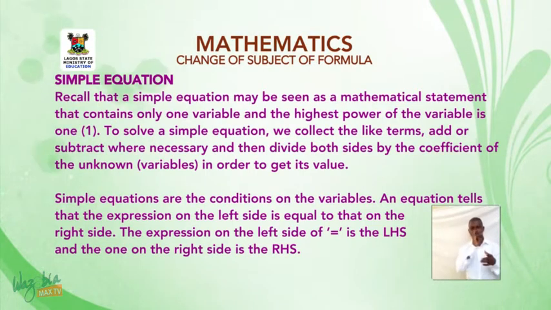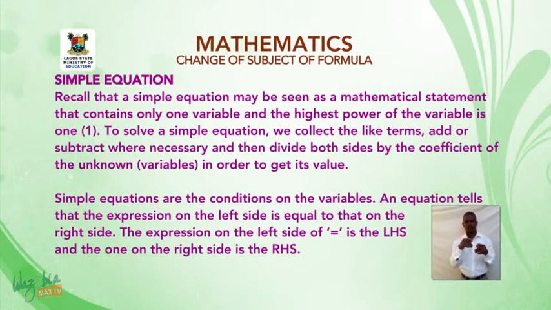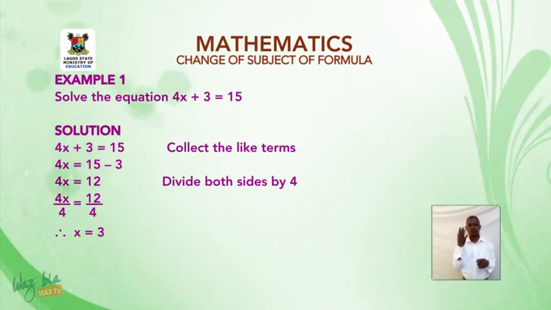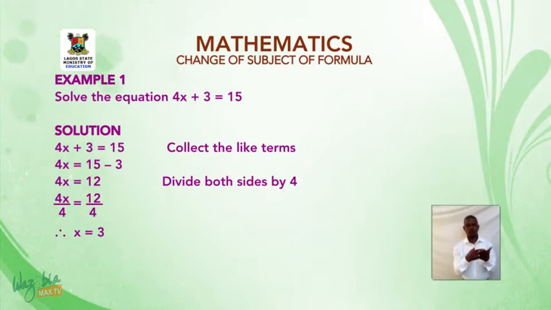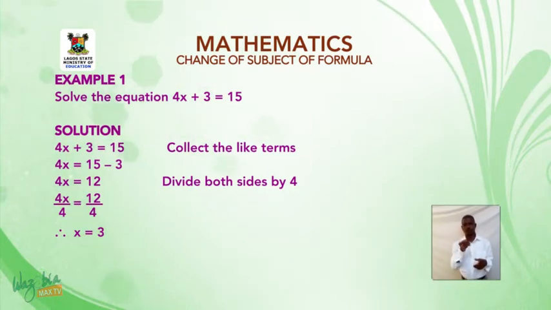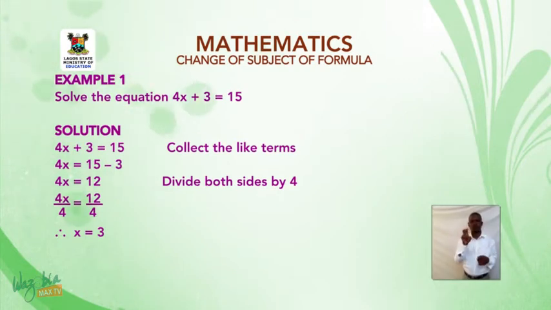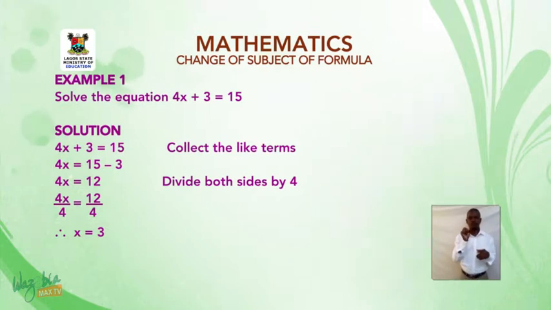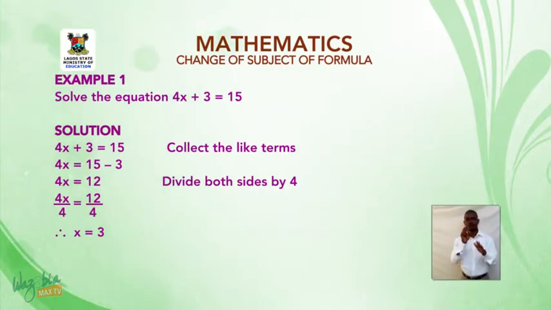The expression on the left side of the equal sign is the LHS, and the one on the right side is the RHS. Example 1. Solve the equation 4x plus 3 is equal to 15. Solution. 4x plus 3 is equal to 15. Collect the like terms. 4x is equal to 15 minus 3. 4x is equal to 12. Divide both sides by 4. 4x over 4 is equal to 12 over 4. Therefore, x is equal to 3.